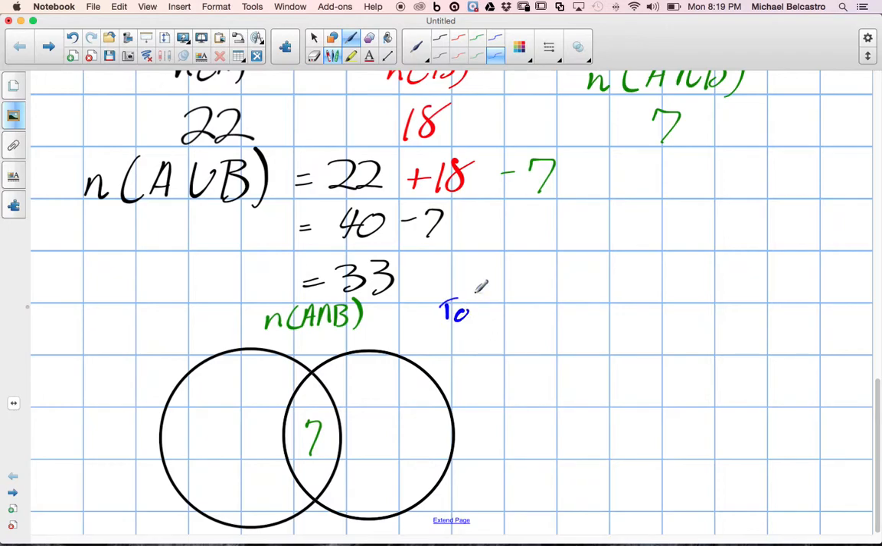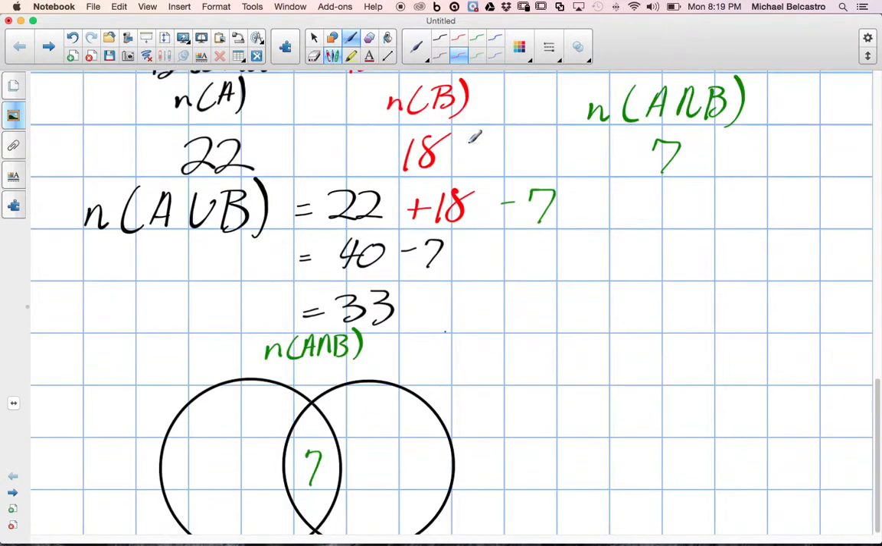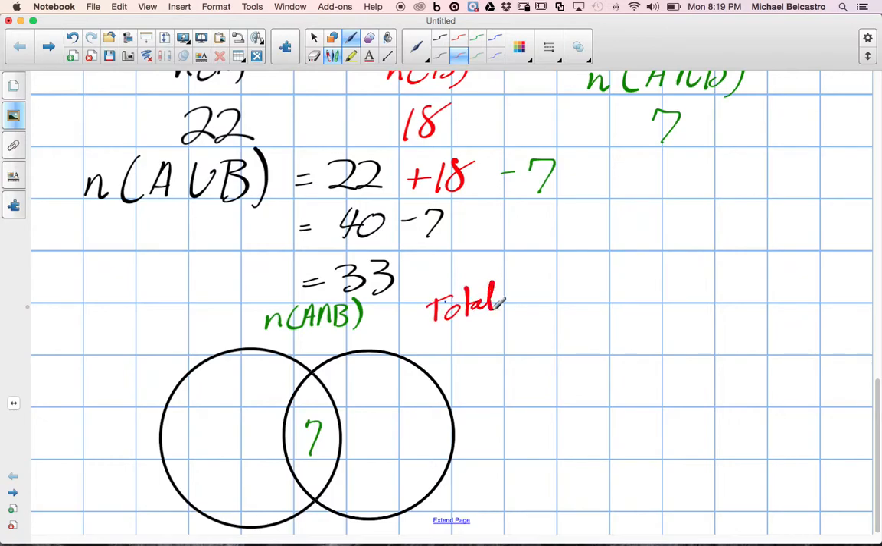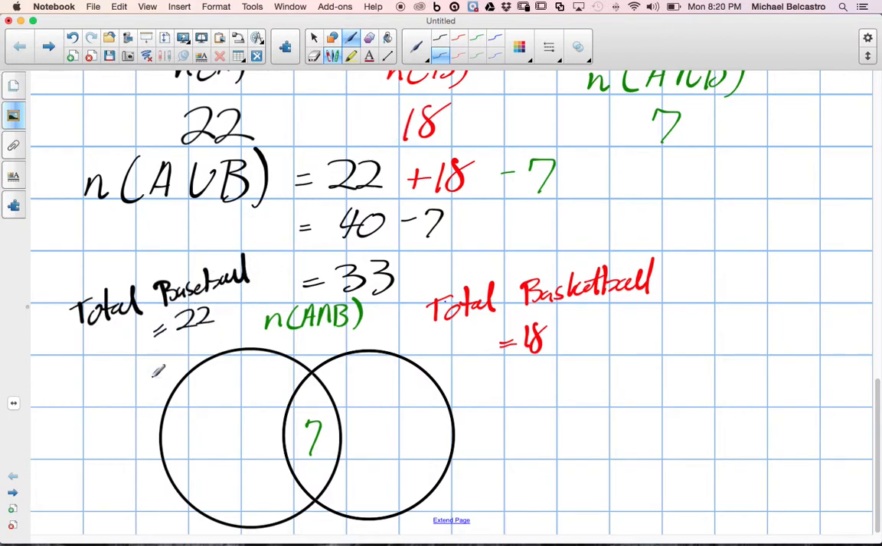so total, let's just keep the colors the same, on the basketball team is 18, right? So total basketball is 18, and the total on baseball is 22. Well, we want to figure out how many just play baseball, and that's what this part's going to represent. This would be our set A, and over here would be our set B.